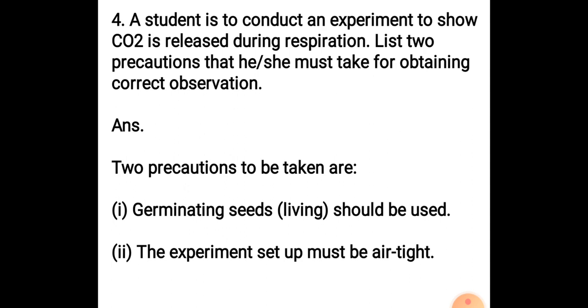Now the precautions are, germinating seeds should be used. The first thing is that the germinating, that is living, seeds should be used. Next, the experiment setup must be airtight. Okay, it should be airtight. There are other precautions also, like we use KOH, potassium hydroxide solution. So the KOH solution should be freshly prepared. Okay, the apparatus should be clean, properly washed. So these are other precautions that you can also mention.